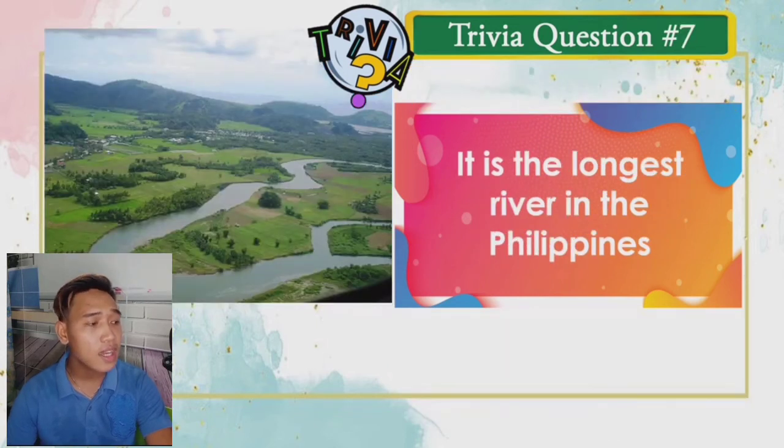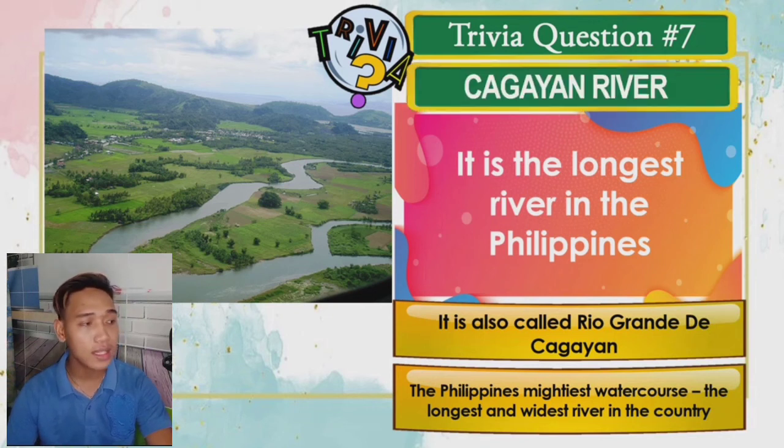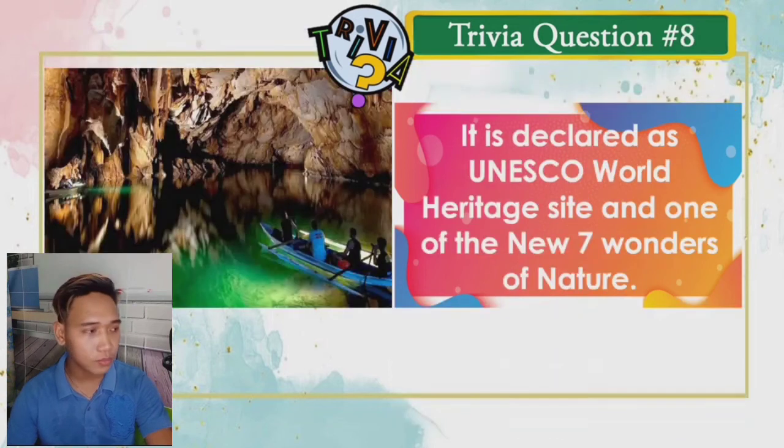Okay, next, it is the longest river in the Philippines. It is called the Rio Grande de Cagayan and the Philippines' mightiest watercourse, the longest and widest river in the country. So that is the Cagayan River.